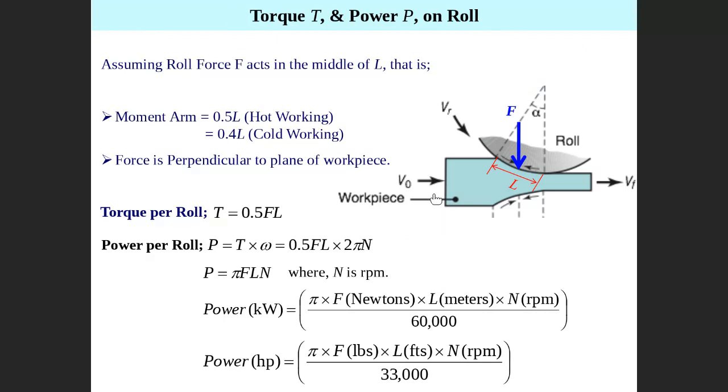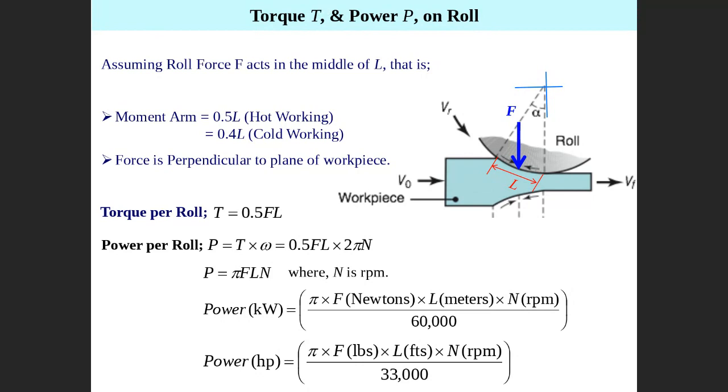Okay, so this is a force value, which is pressure multiplied by area. Now the torque required, the torque needed. This is the center of rotation of the roller, and this is the force. Then the torque required to do the process equals 0.5 F L. 0.5 is the arm.